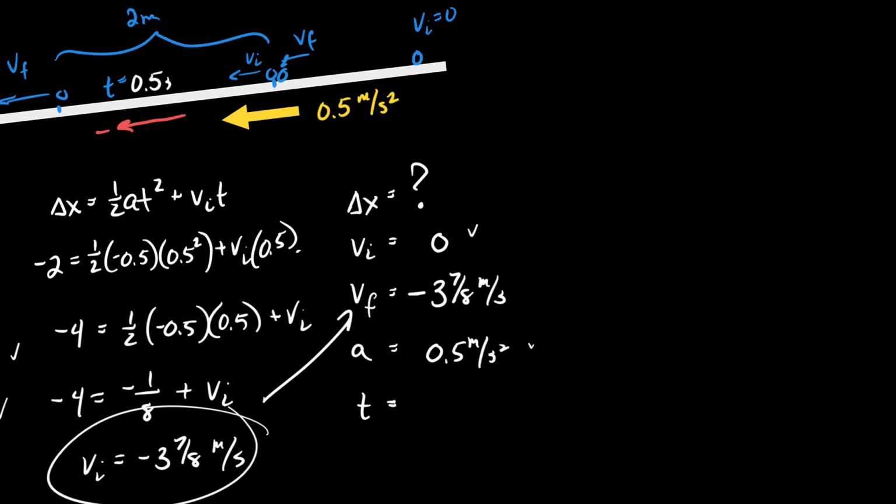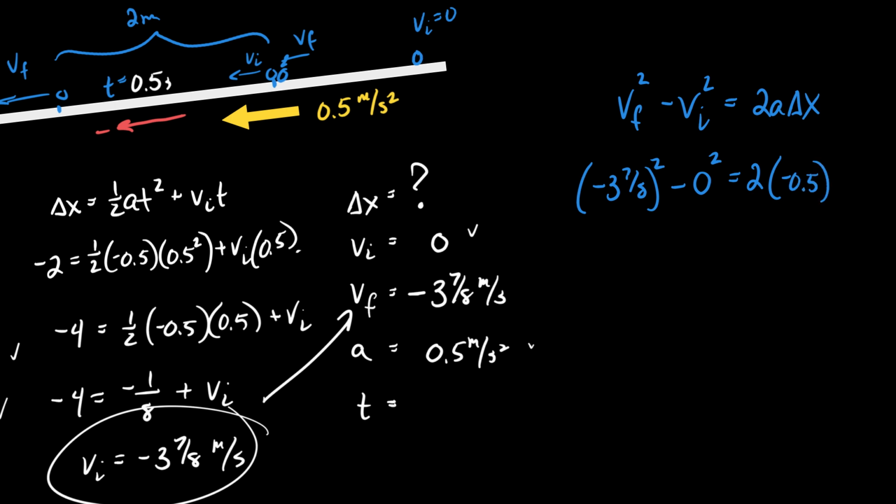Let's slide that over so I have a little room to work. I'm gonna go with v final squared minus v initial squared equals 2a delta x. So, -3 7/8 squared minus 0 squared equals 2 times -0.5 delta x. I don't know what that is, but I'm confident in your abilities to figure it out. I'd have to do it in my head, and I don't want to.